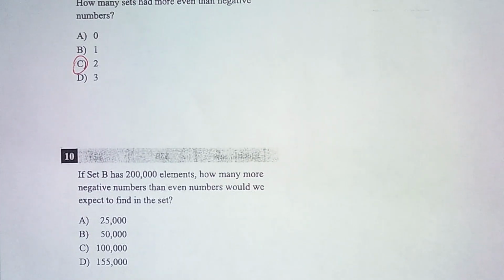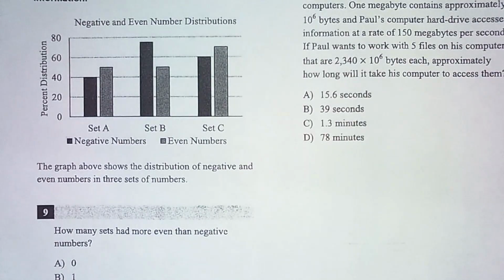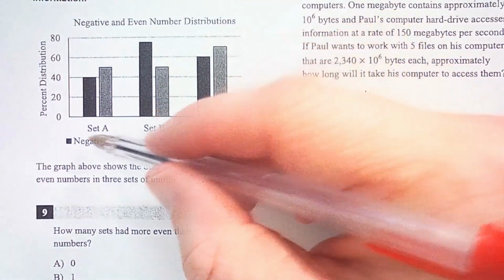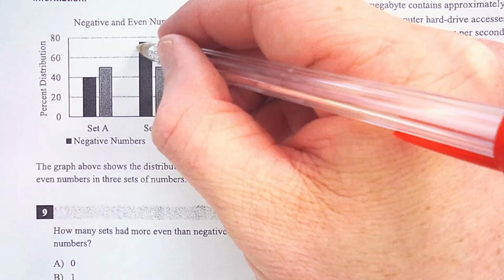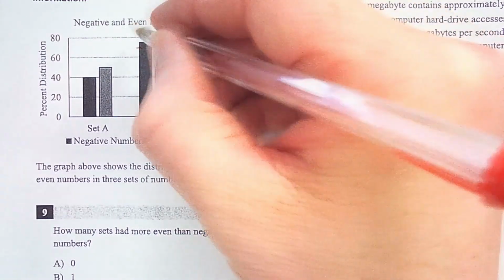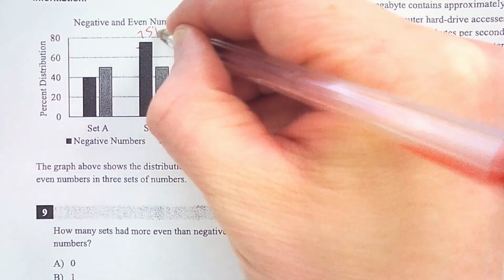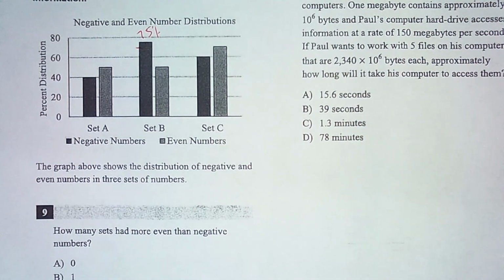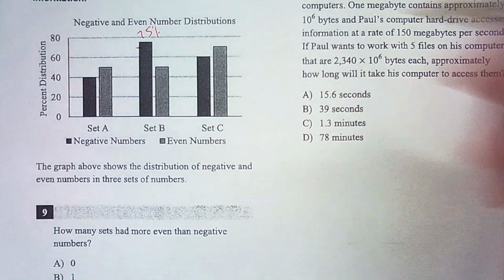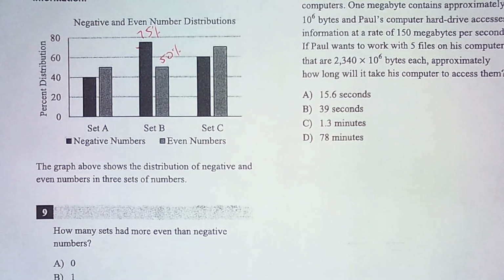If set B has 200,000 elements, how many more negative numbers than even numbers would we expect to find in the set? Okay, so it looks like negative numbers is more than 70%. That would be about here. So it looks like about 75% of set B was negative numbers. And it looks like 50% of set B was even numbers.